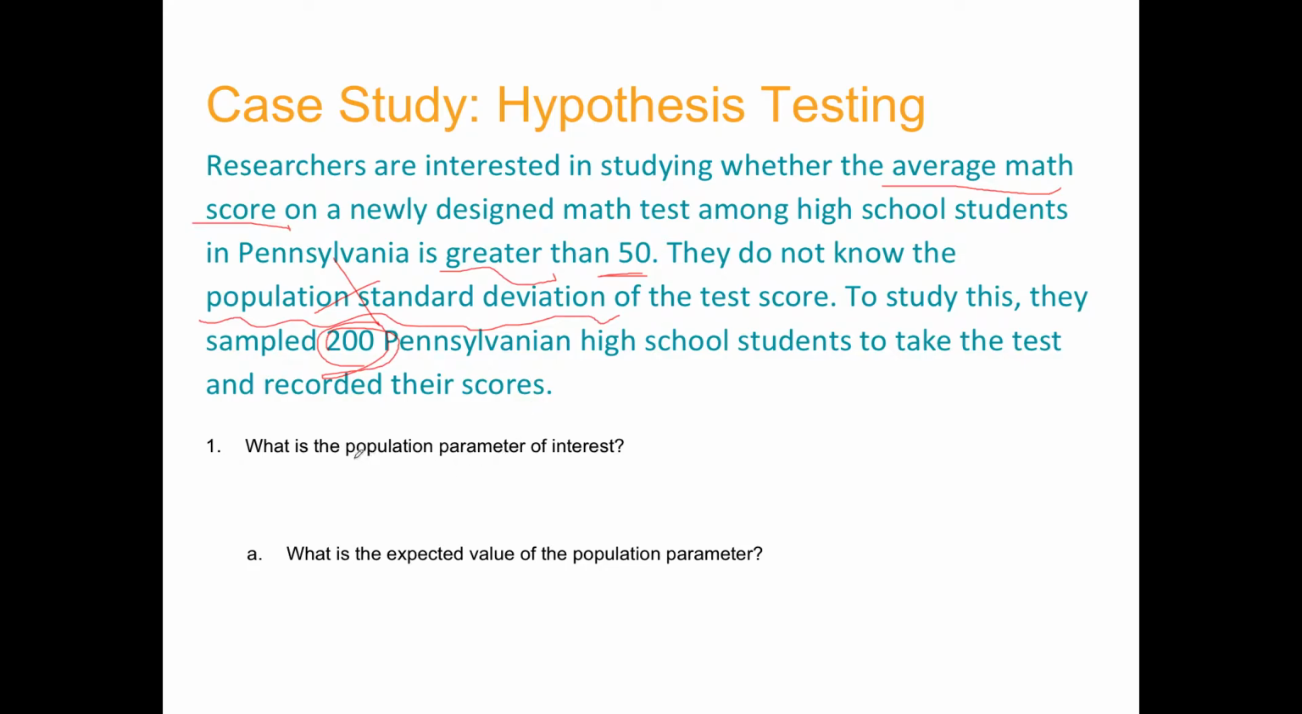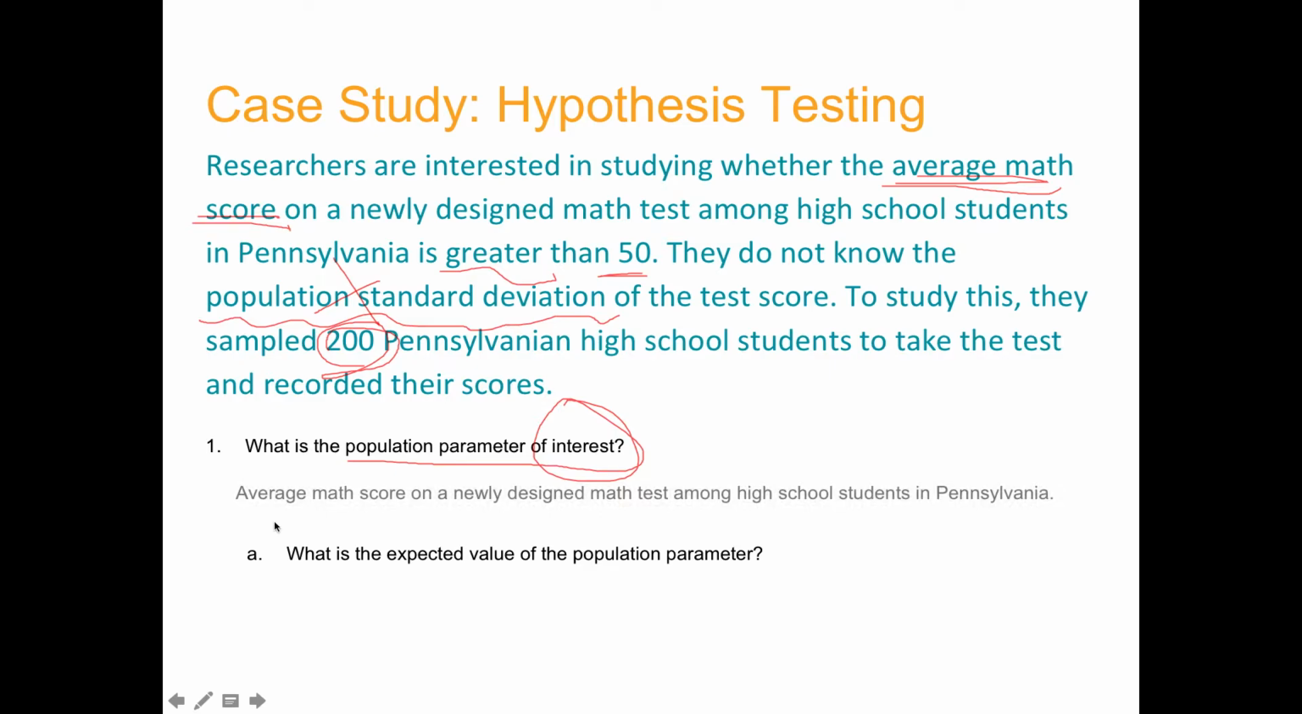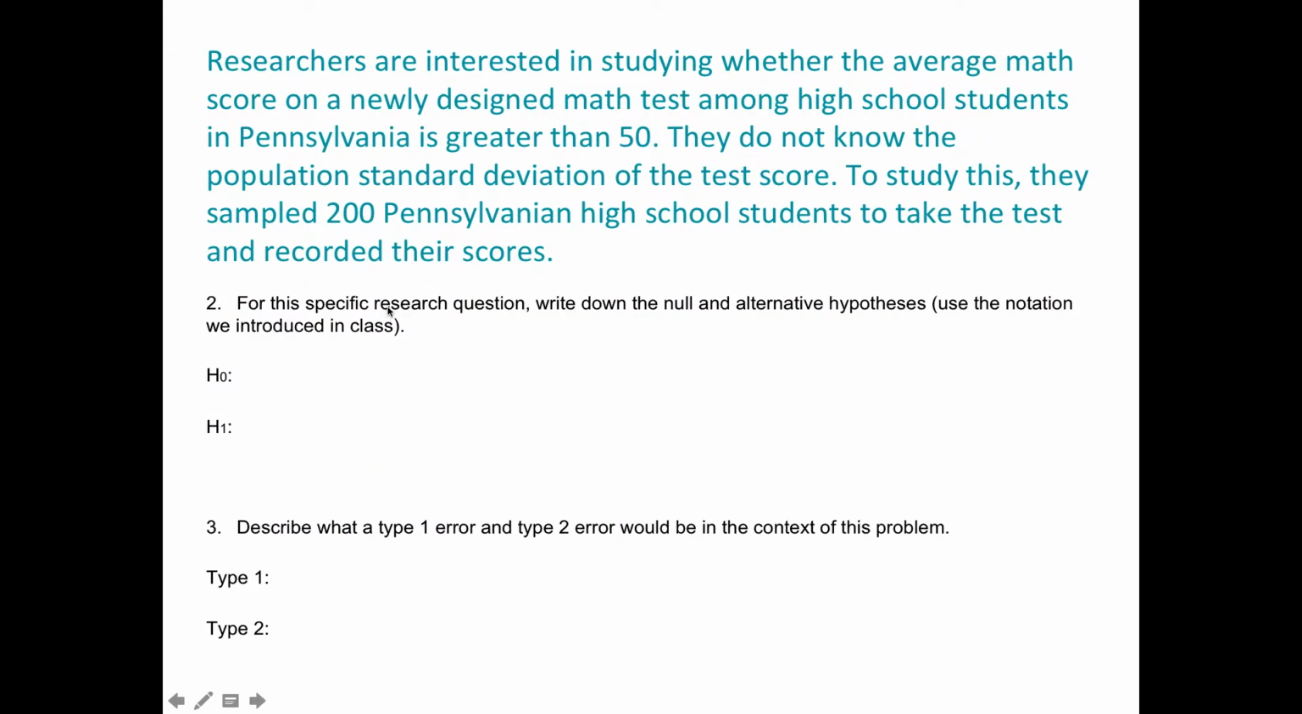Okay, so what's the population parameter of interest? We want to know the average score. So average math score is the thing we are interested to test. And what is the expected value of the population parameter? It is greater than 50. Here, it's greater than 50. This just helps you to understand how to build up the hypothesis. Okay, the researchers are interested in, that's still the same thing.